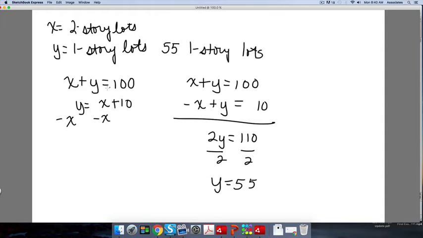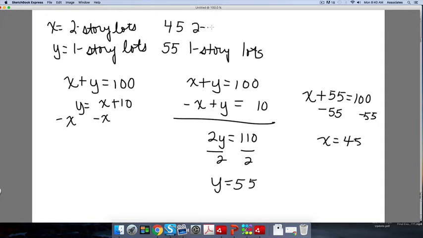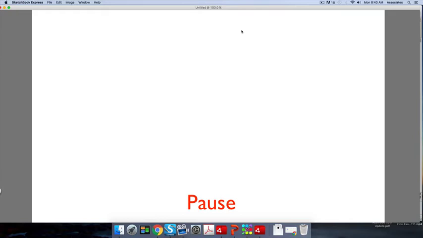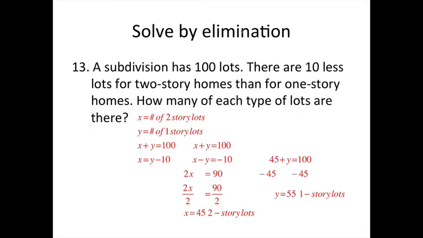So then I can plug it into, why don't I plug it into the first one? x plus 55 equals 100. I'm going to subtract 55. So x equals 45. So there's 45 two-story lots. Excellent. All right, take a second and pause if you need to. Let's go back to our PowerPoint. There we go, got the same answer.